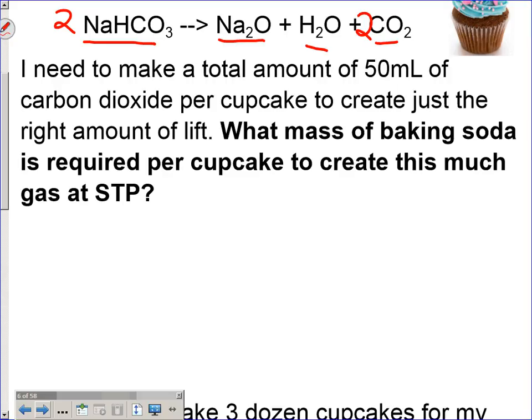Like, that was a paragraph of information, right? So that's where the word problems get kind of iffy. You're like, I don't know how to approach this. So let's pull the information that's pertinent out and then start from scratch. So I need to make a total of 50 milliliters of what?